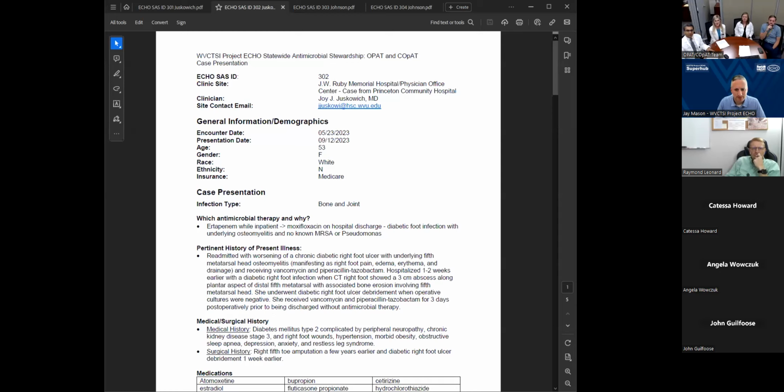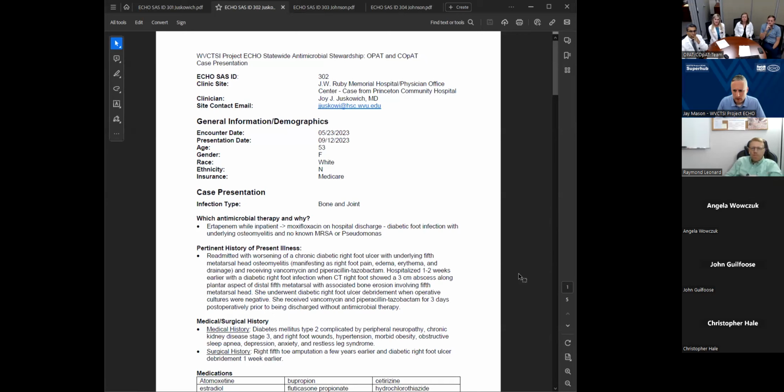So this is another patient taken from our experience at Princeton Community Hospital. She's a 53-year-old female, again with a bone and joint infection. This was an acute worsening of a chronic diabetic foot ulcer with underlying fifth metatarsal head osteomyelitis. The proposed regimen for this patient was ertapenem while hospitalized, with transition to moxifloxacin on hospital discharge.